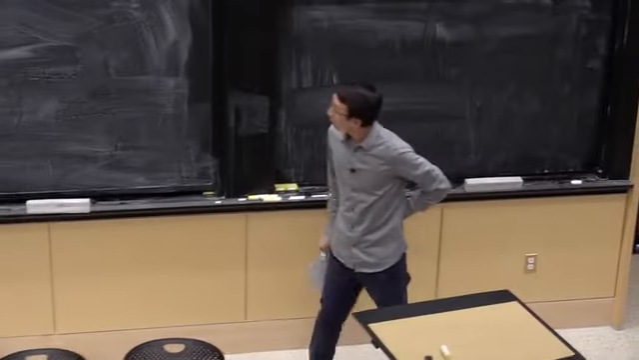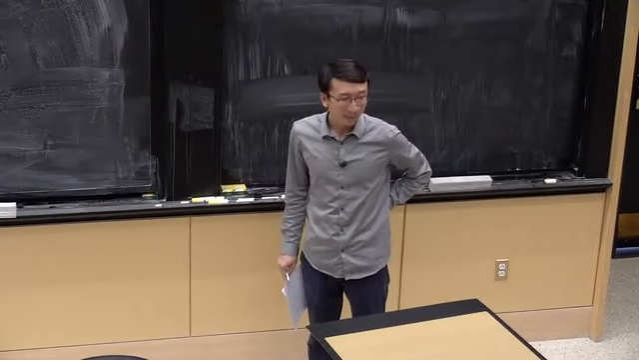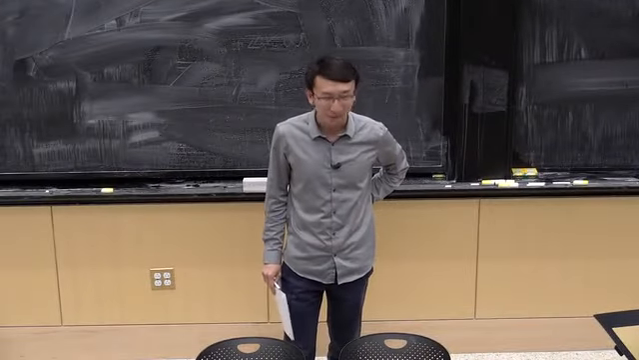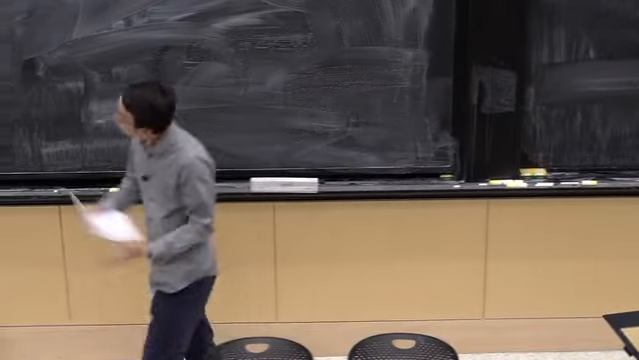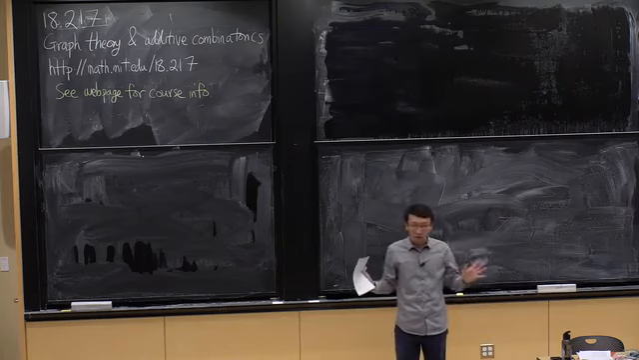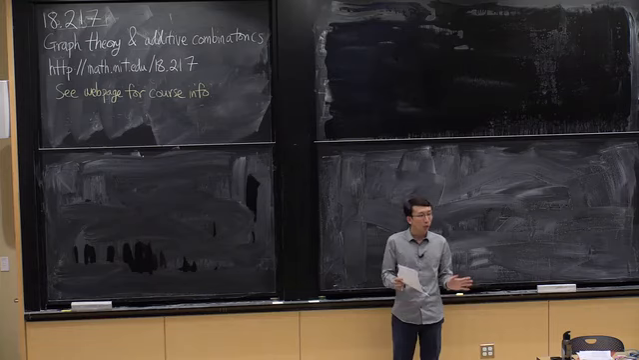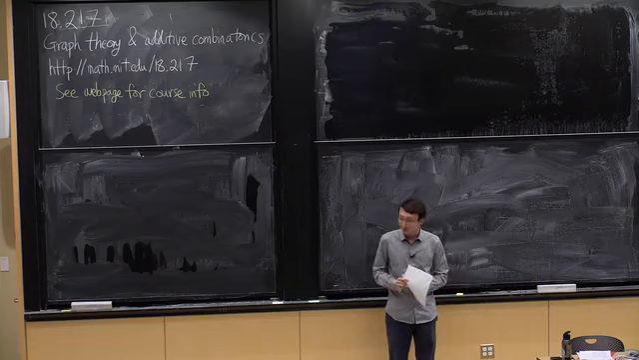Okay, let's get started. So welcome to 18.217. This is combinatorial theory, graph theory, and additive combinatorics. The course website is up there, so all the course information is on there. After around the middle of the class, I'll say a bit more about various course information and administrative things, but I want to jump directly into the mathematical content.